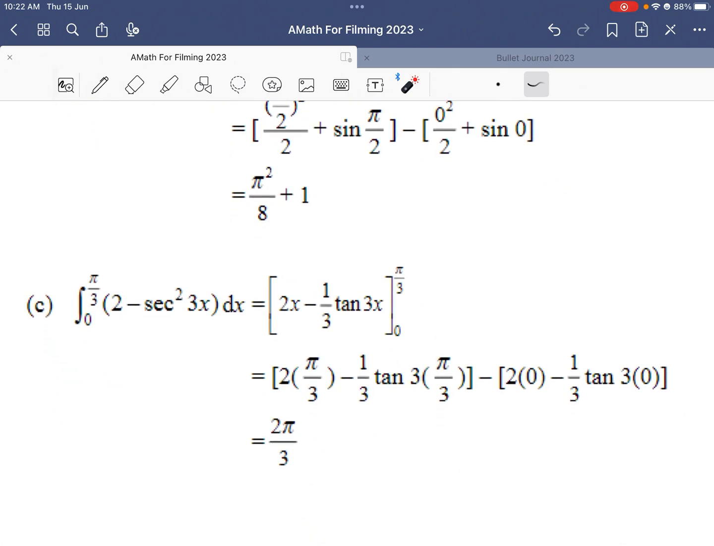Last but not least, similarly, integrating 2 yields 2x. Secant square 3x will yield tangent 3x. Don't forget to differentiate 3x with respect to x to give you 3. So you divide by 3, hence the 1/3 here. Limits are from 0 to pi over 3. You put it into the brackets, you substitute x with 0 and pi over 3. You get these two brackets, and what you get is 2 pi over 3.